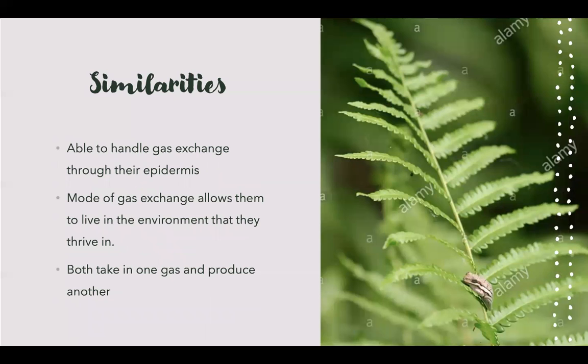Both the frog and the fern are able to handle gas exchange through their epidermis. This is important because both organisms use their mode of gas exchange to live in the environment that they thrive in. Another similarity is that they both take in one gas and produce another. In the frog's case, they take in oxygen and let out carbon dioxide, and in the fern's case, they take in carbon dioxide and release oxygen.